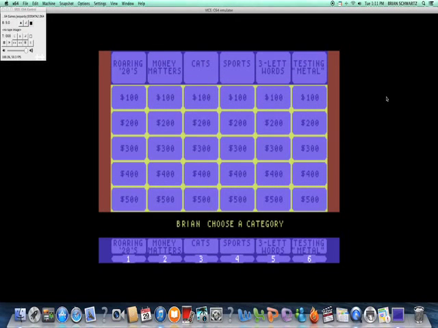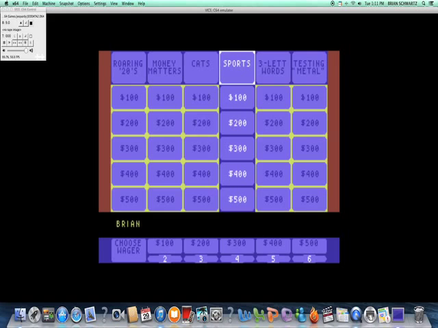Alright, here we go. Here are my categories. The Roaring Twenties, Money Matters, Cats, Sports, 3-letter words, and testing "metal" with metal in quotation marks. So every correct answer, or every answer I should say, will have metal in the answer. Alright, I'm going to start. I'm going to start with sports for 100.